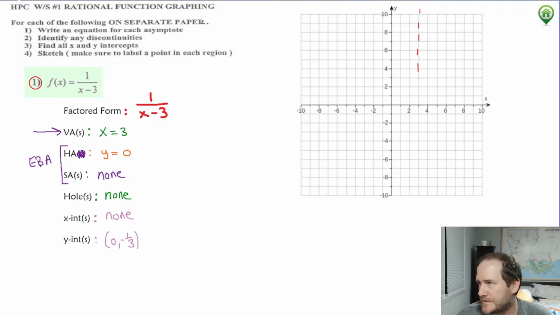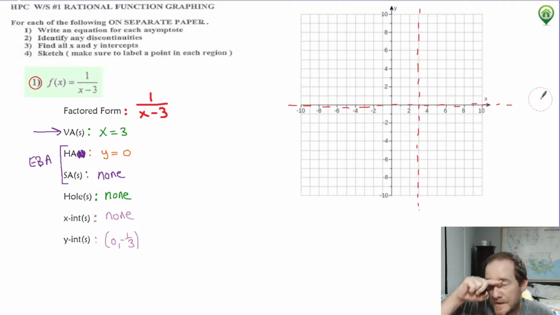So just draw it as a dashed line. Our other asymptote is a horizontal asymptote at 0, so draw that. And then plot the only other thing we have, which is our y-intercept, which is at (0, -1/3). So that would be like here. Oh, I want that to be any color other than red, I think. So how about right there?